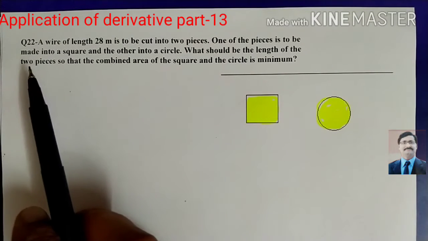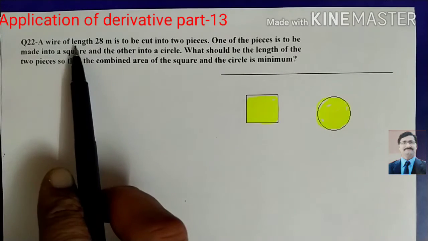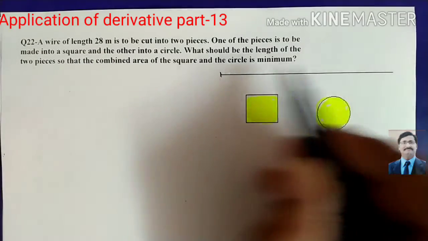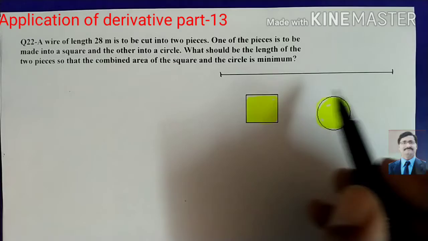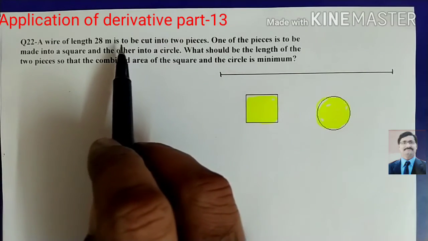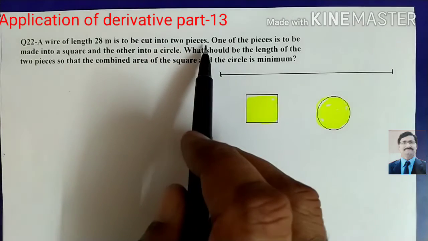Look here, one interesting question we have. A wire of length 28 meter. Look here, one wire we have from here to here. This length is 28 meter, and it is to be cut into two pieces.